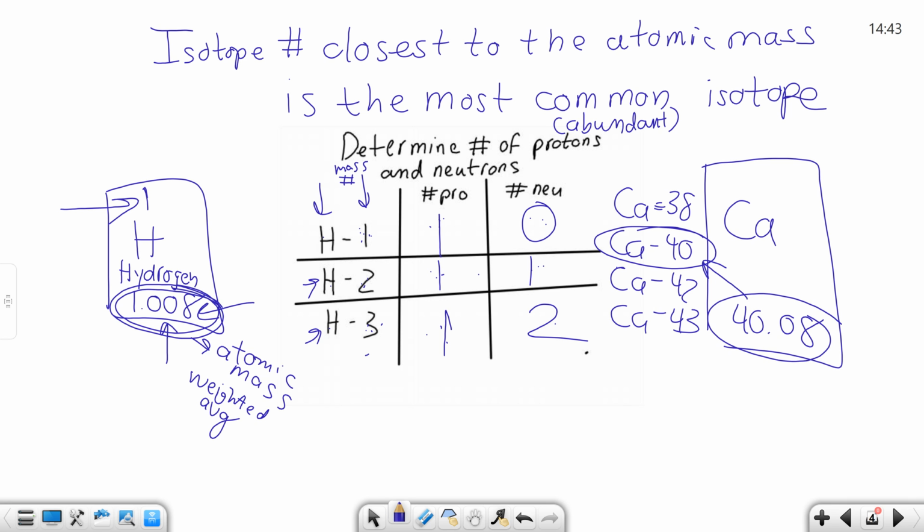So again, what are isotopes? Isotopes are atoms of the same element, but with a different number of neutrons, a different mass number.